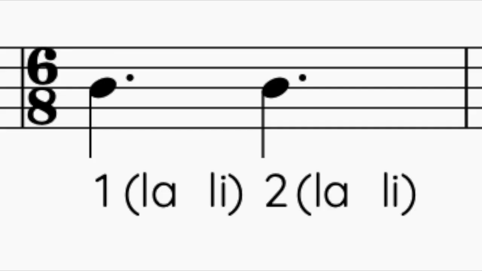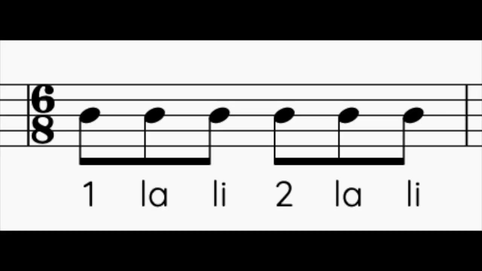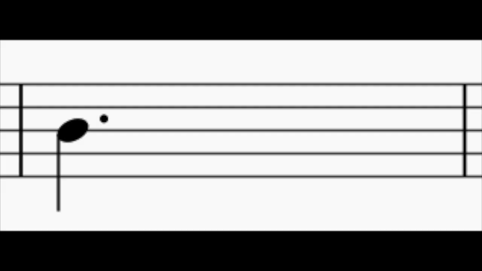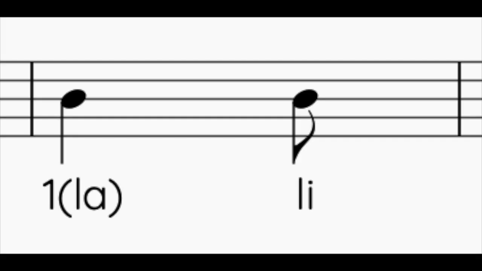So what do these sound like? Well, in 6/8, remember we have 2 big beats. Those big beats are how we count our tempo. 1, 2, 1, 2, 1 lolly, 2 lolly, 1 lolly, 2 lolly. So our dotted quarter note is just every beat. 1, 1, 1, 1. Now our quarter note followed by an eighth note, we know that 1 and la are both taken up by that quarter note, which leaves li as the last eighth note. So that sounds like 1 li, 1 li, 1 li, 1 li.